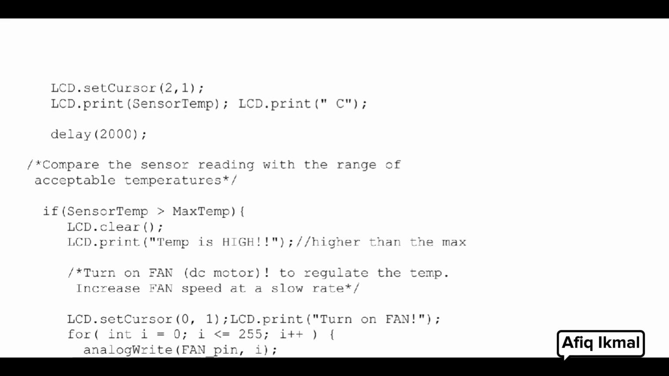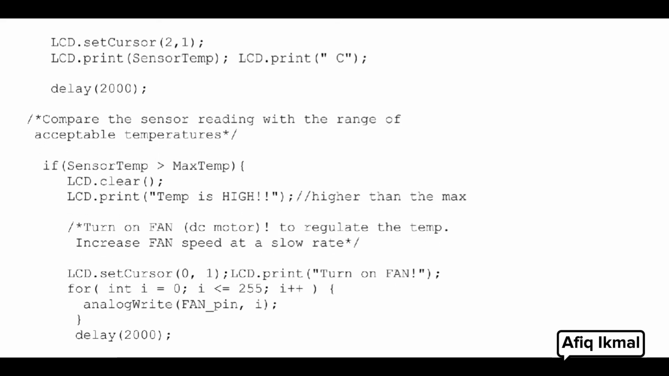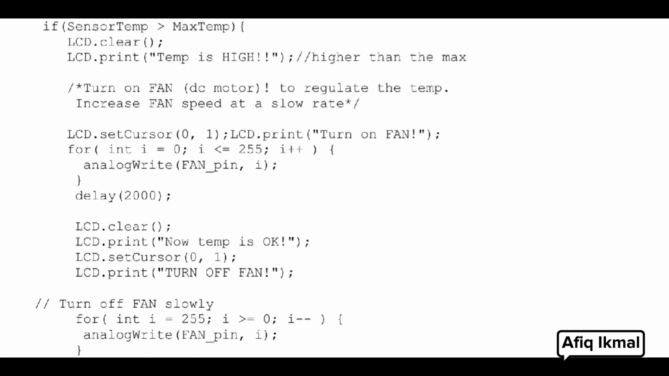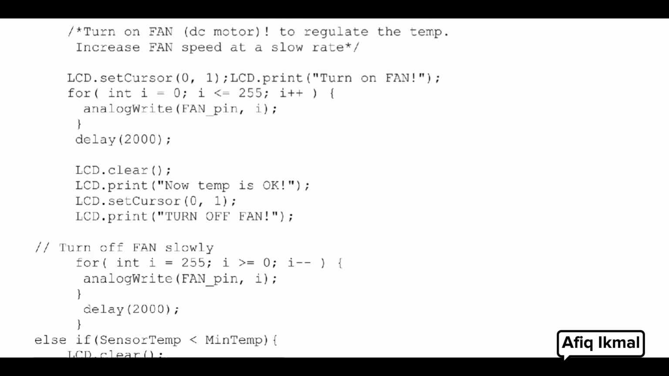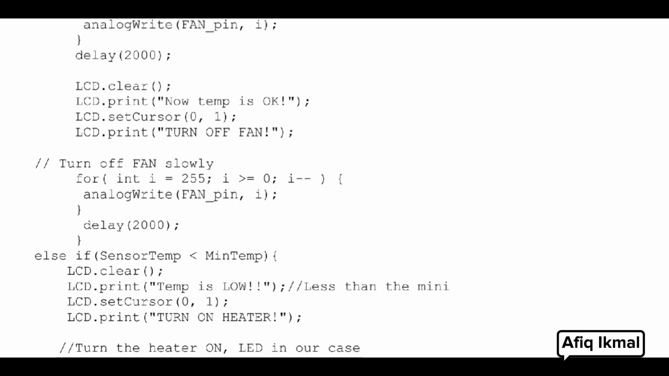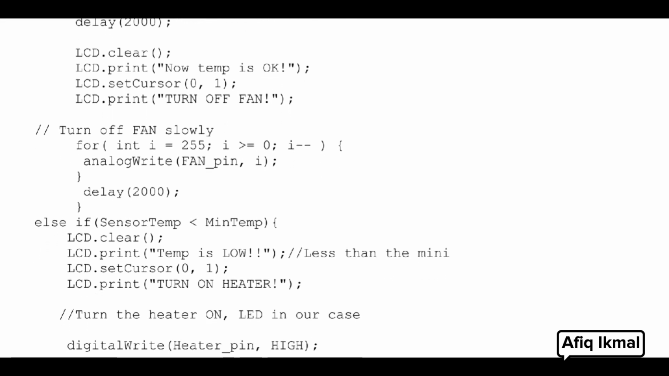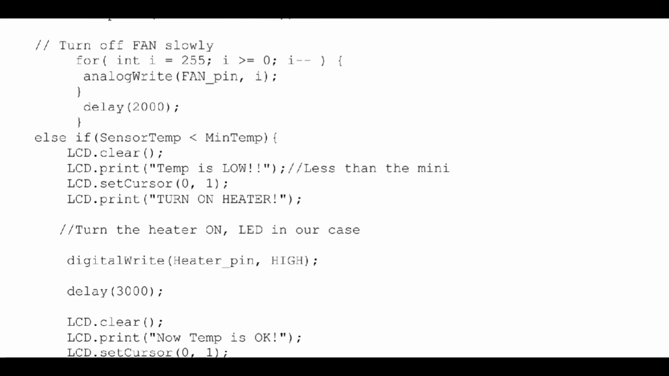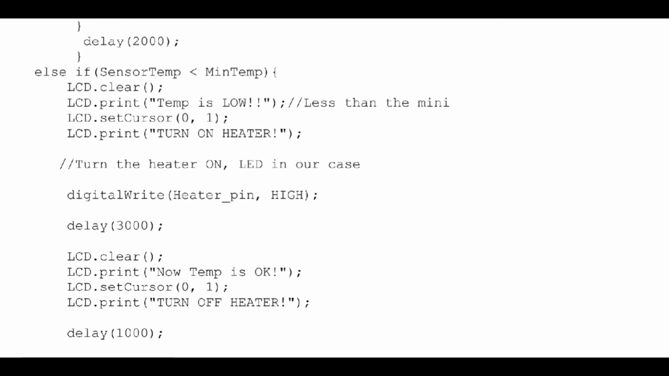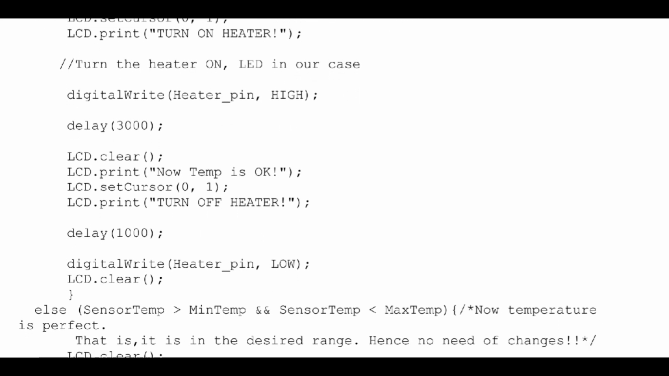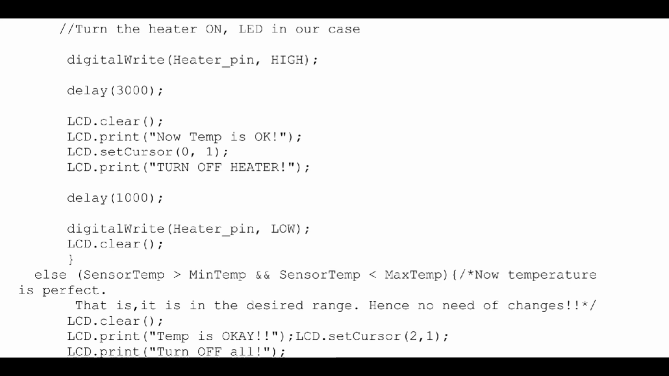When the temperature is in the range of room temperature, the LCD will display now temperature is okay, turn off fan. Second condition, when the surrounding temperature is lower than room temperature, the LCD will display temperature is low, turn on heater. When the temperature is in the range of room temperature, the LCD will display now temperature is okay, turn off heater.